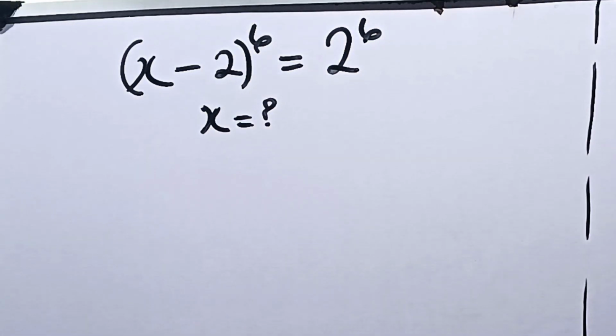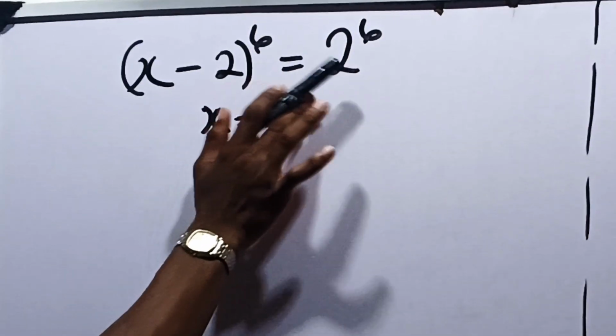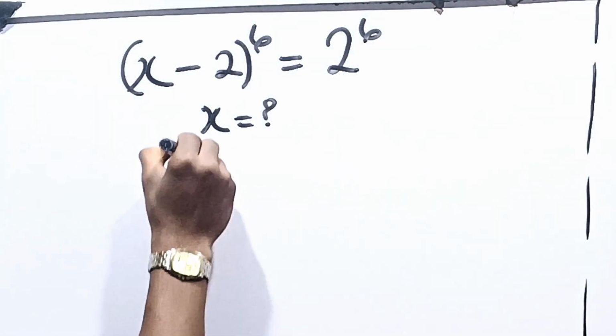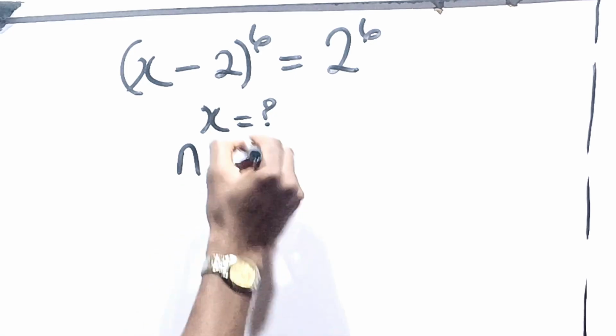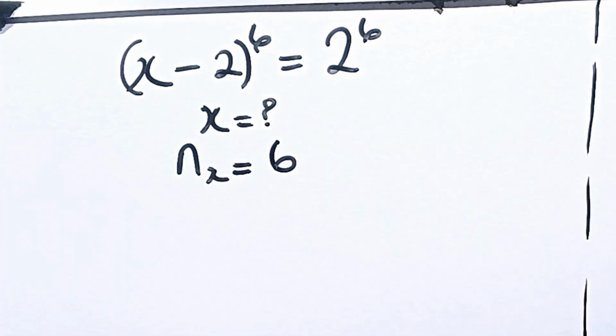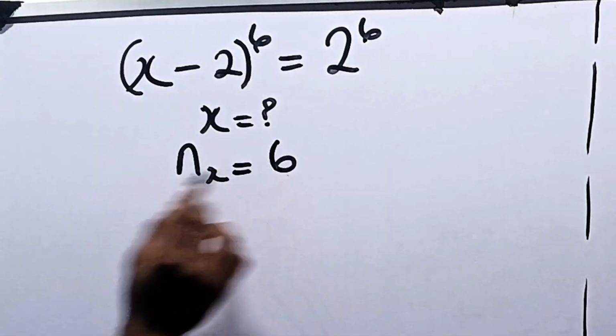Let's solve this together. It says (x - 2)^6 = 2^6. We're required to solve for x in this equation. First things first, the number of answers we're going to have for x is equal to the highest power of x here. And the highest power of x here, as you can see, is 6. Okay? So we're going to solve for 6 answers for x.